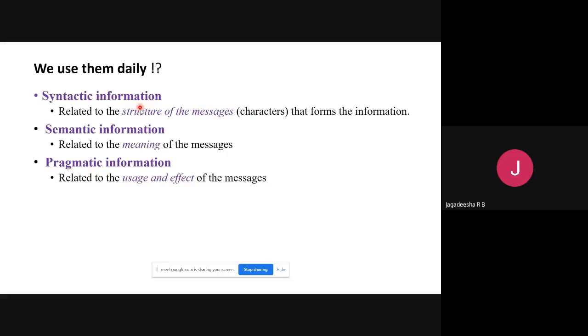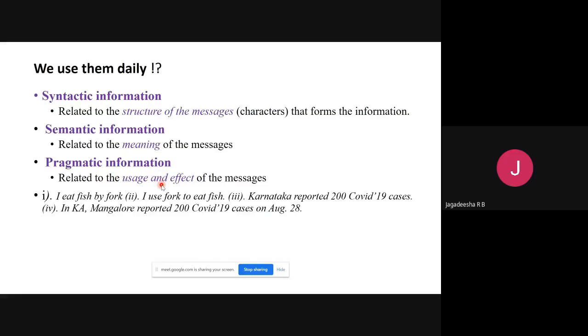So these are the three classifications of the messages when we speak daily; they can be categorized into these three sections. The information emitted from different sources can be categorized as either syntactic, semantic, or pragmatic. The key points I have listed here: in the case of syntactic, the structure or syntax is more important. In the case of semantic, the meaning is more important, and in the case of pragmatic, the usage and its effect is more important. Let us see some examples.